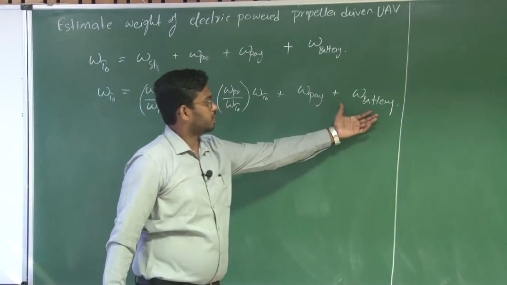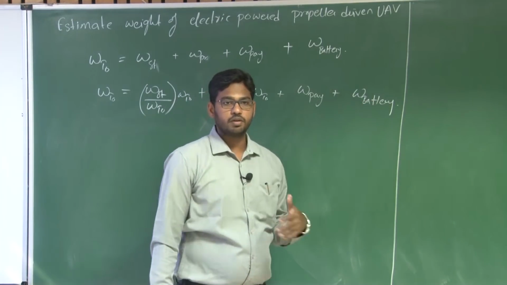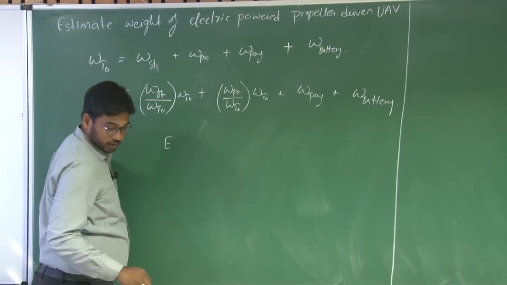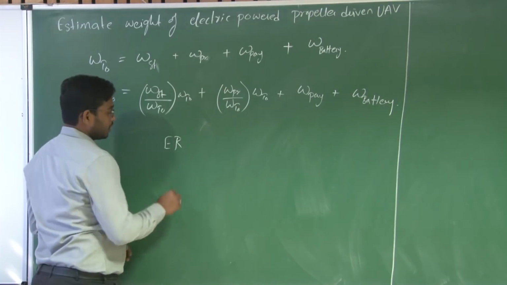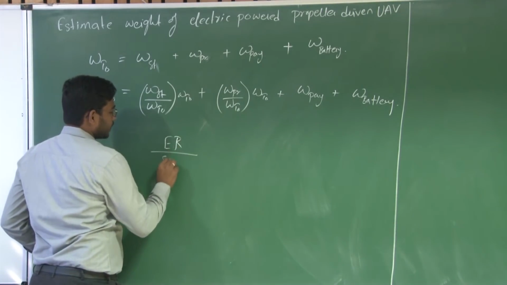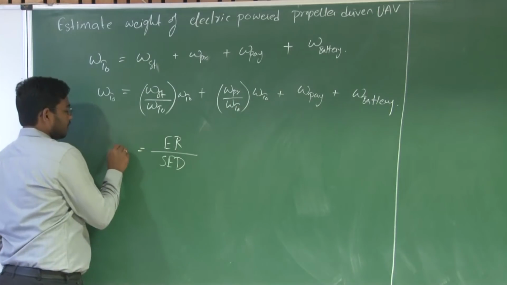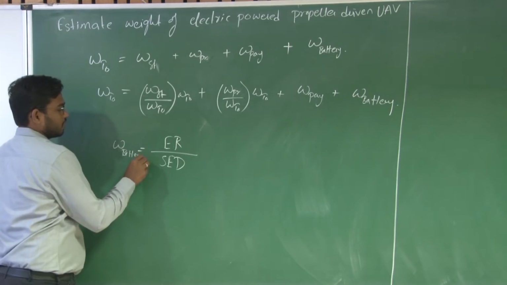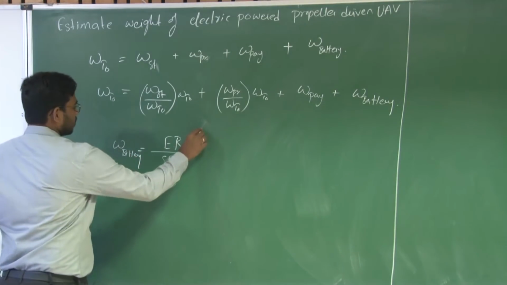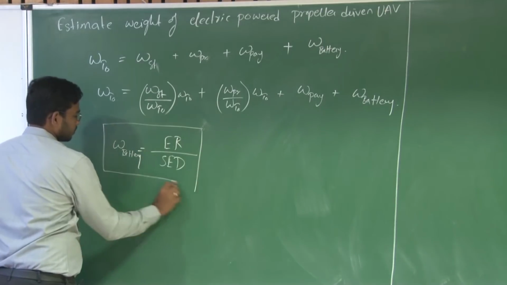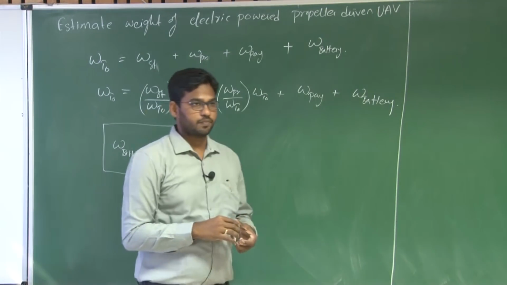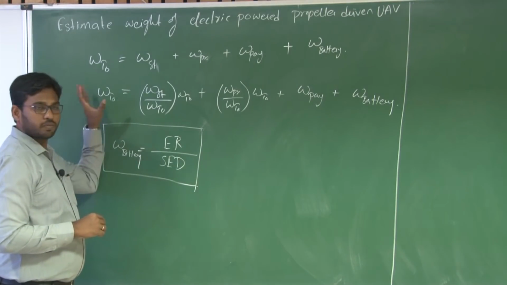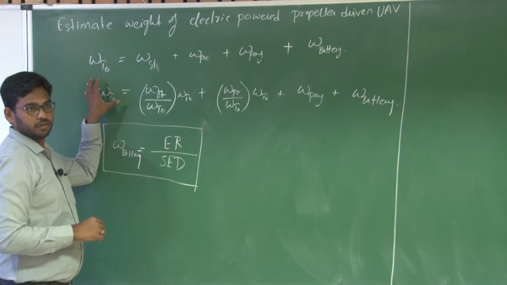Now in our previous lecture we solved an example where we figured out what should be the weight of the battery depending upon the energy requirement of the system, right? Energy required divided by specific energy density is the total weight of the battery required, with some efficiency factors. So by using this we estimated the total weight of the battery, right? While doing that, we assumed there is a known takeoff weight.